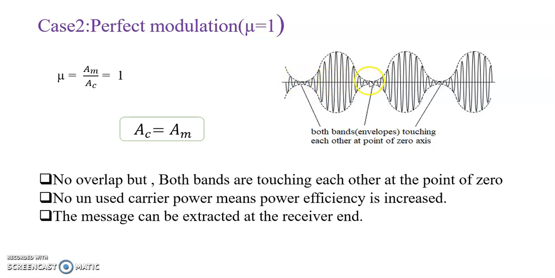So means that there is no unused portion. Only upper sideband and lower sideband are present in this condition. When mu equal to 1, there is no unused carrier. So in this case it increases the power efficiency. At the same time it is possible to recover the original message signal at the receiver side, because both bands are touching each other but not colliding. So we can recover the message signal at the receiver side.